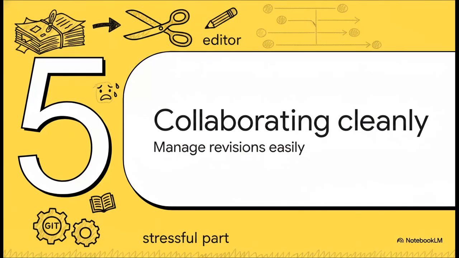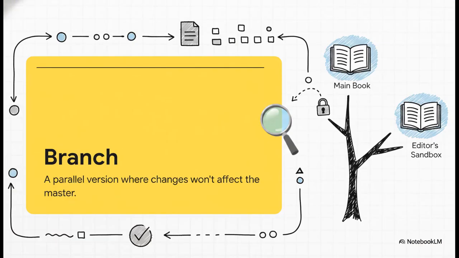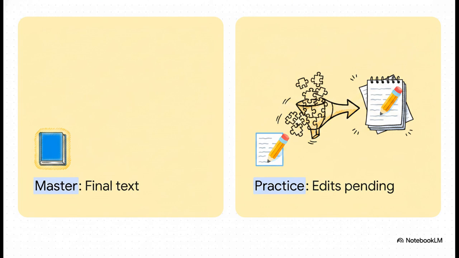That brings us to Section 5, collaborating without the chaos, managing editor revisions seamlessly. This is the part where you actually have to share your baby with an editor, which, let's be honest, is historically the most stressful part of writing a book. To prevent the absolute nightmare of lost edits or garbled feedback, Git uses something called branches. A branch allows your editor to essentially play in a separate sandbox that exists entirely parallel to your main book. They can delete paragraphs, rewrite sentences, leave notes, and none of it touches your precious master file until you explicitly say so. Here is exactly how that relationship works in practice.